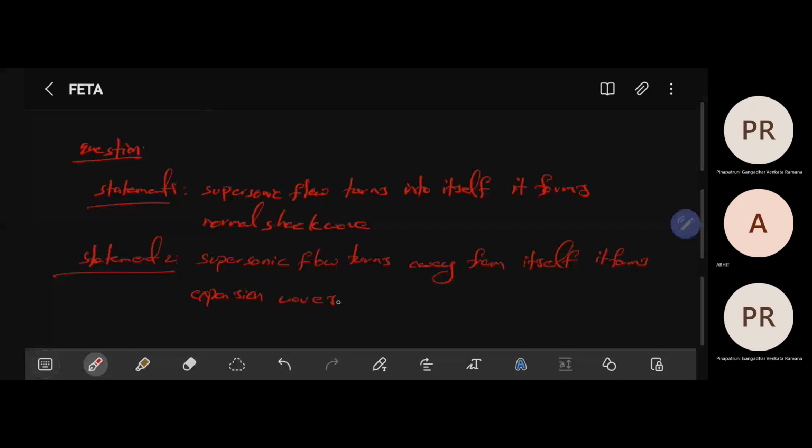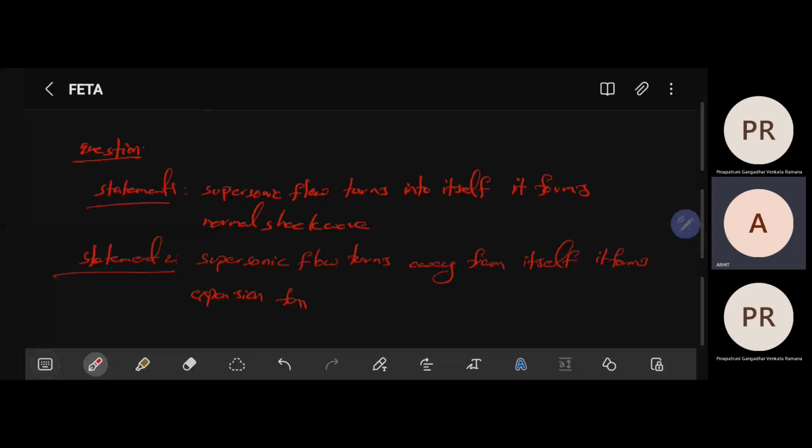Do you have any guess? Sir, just a second, I'm reading it. Supersonic flow turns away from itself, it forms an expansion wave. Statement 2 is correct, sir. Why not statement one? It says supersonic flow turns into itself. If we have a compression corner, sir, in that case, normal shock. Yes, sir, statement 1 is also correct.